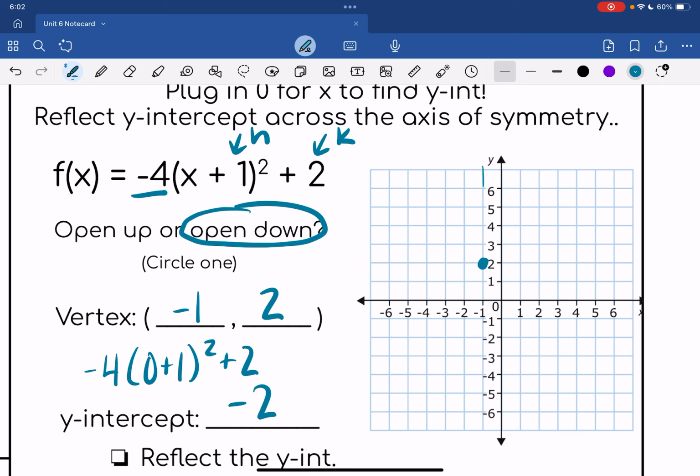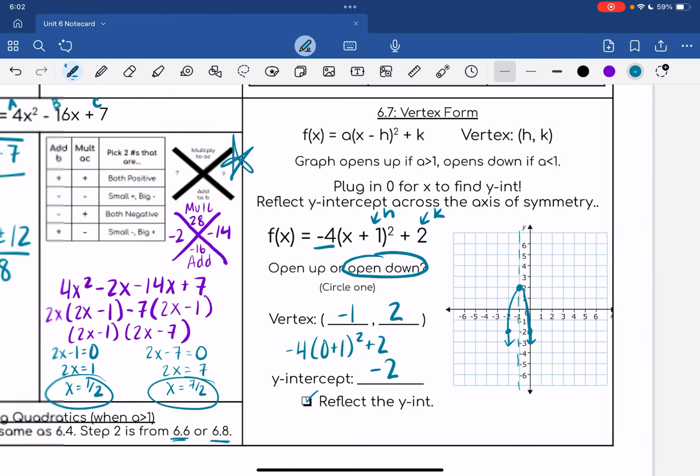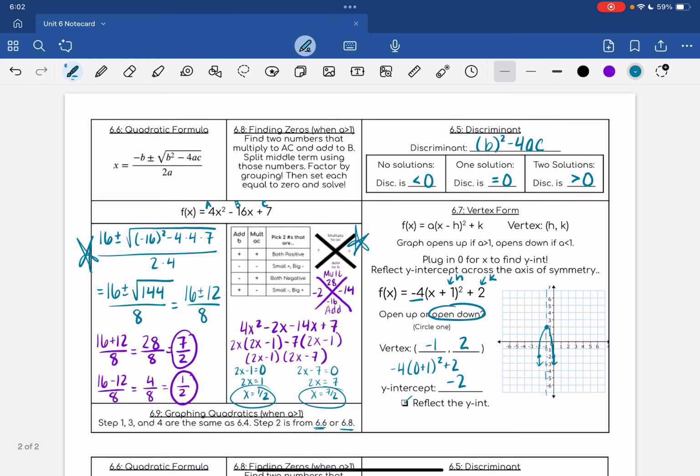So I should graph our axis of symmetry. I should have done that already. So our y-intercept's -2. Since that's 1 to the right of our axis of symmetry, we can reflect that 1 to the left. And then now that opens down, which is what we want. Okay, that is it for this note card.